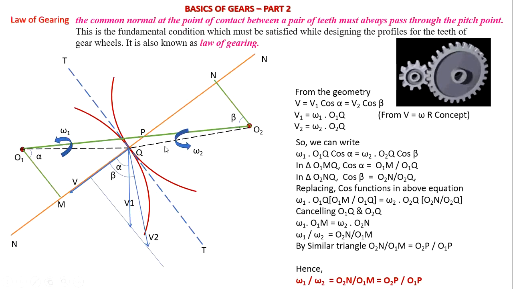We know already that only if the law of gearing is satisfied by a particular curve will it give gearing action. Only two such curves produce the gearing action. We know that one is involute and the other is cycloid. We'll discuss involute and cycloid in detail in the subsequent classes.